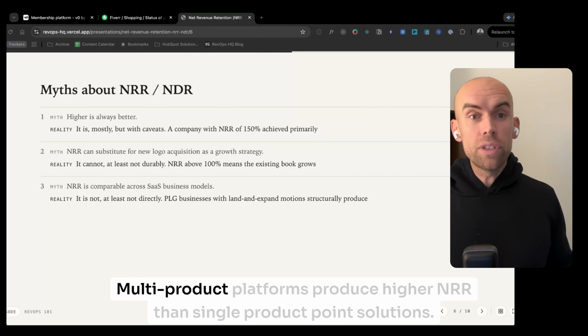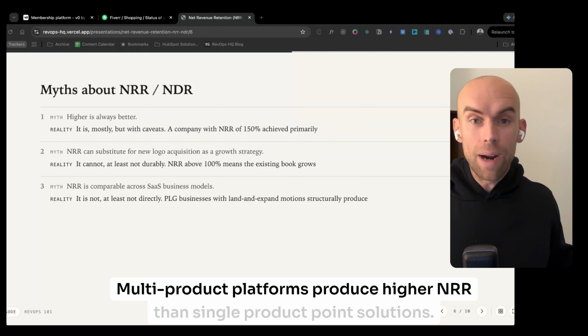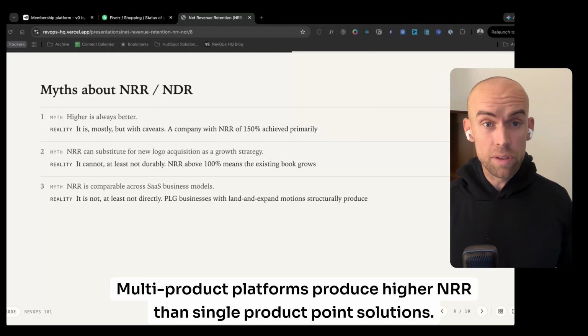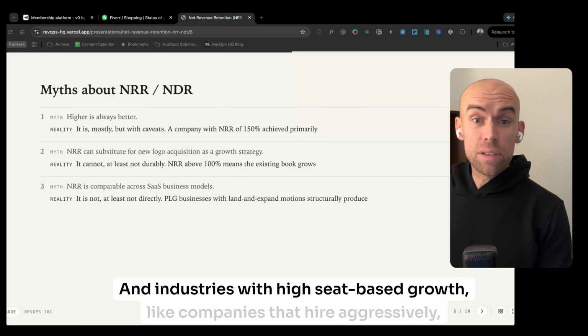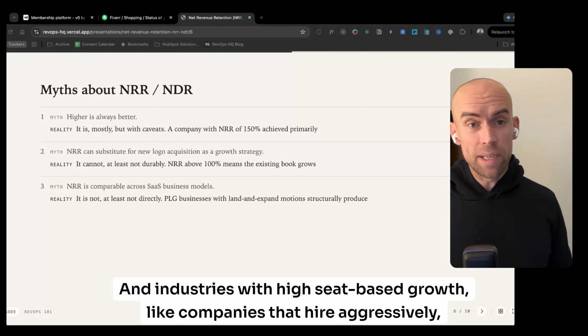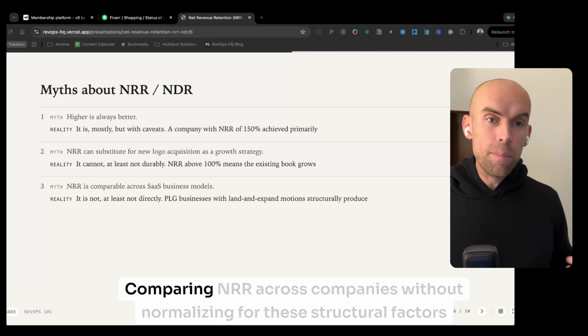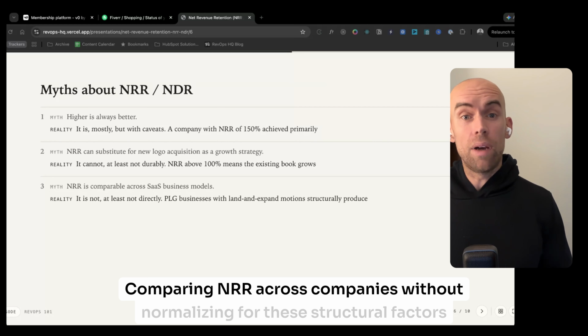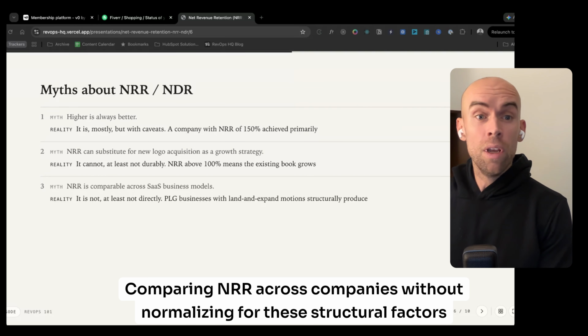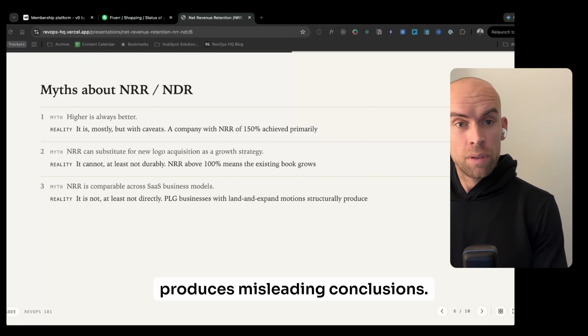Right? Multi-product platforms produce higher NRR than single product point solutions. And industries with high seat-based growth, like companies that hire aggressively, produce higher NRR than industries with a stable headcount. Comparing NRR across companies without normalizing for these structural factors produces misleading conclusions.